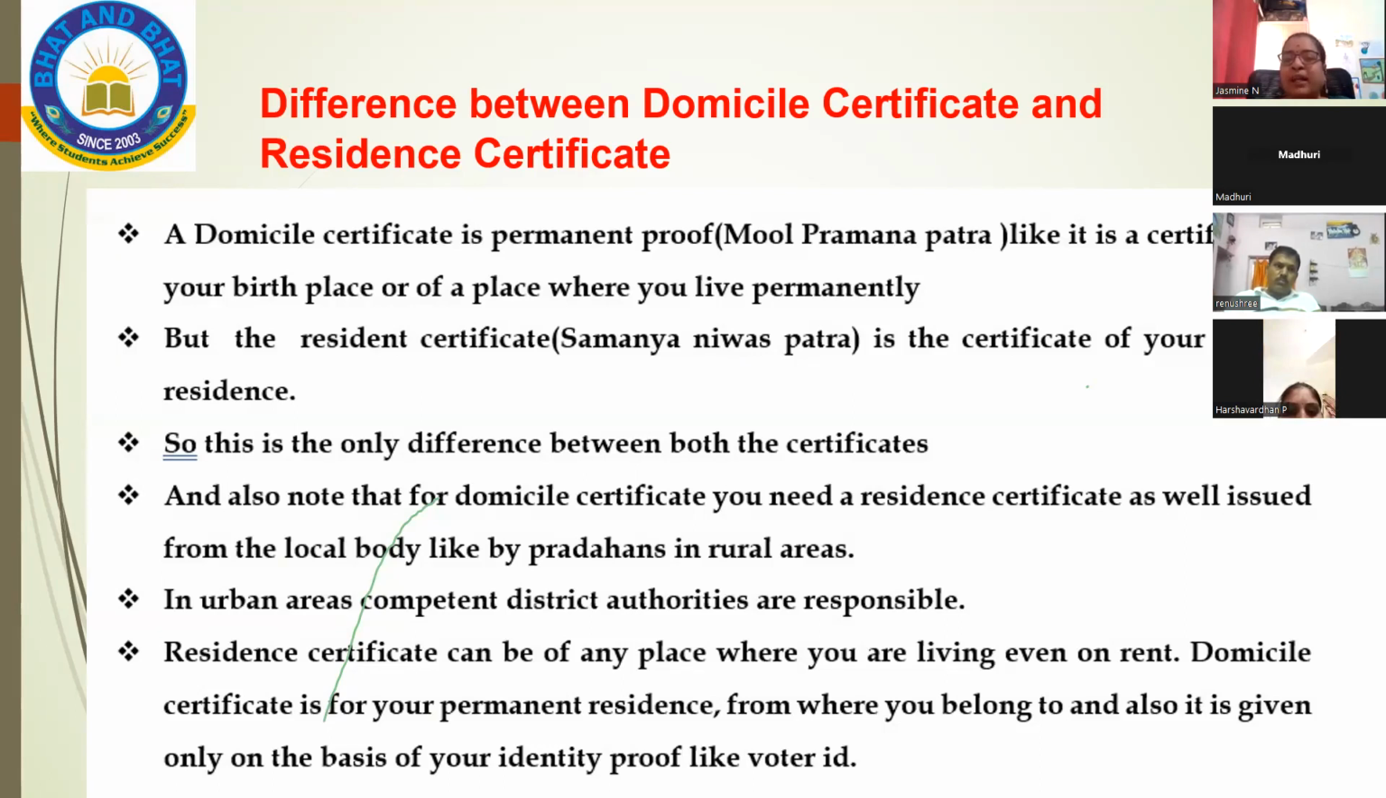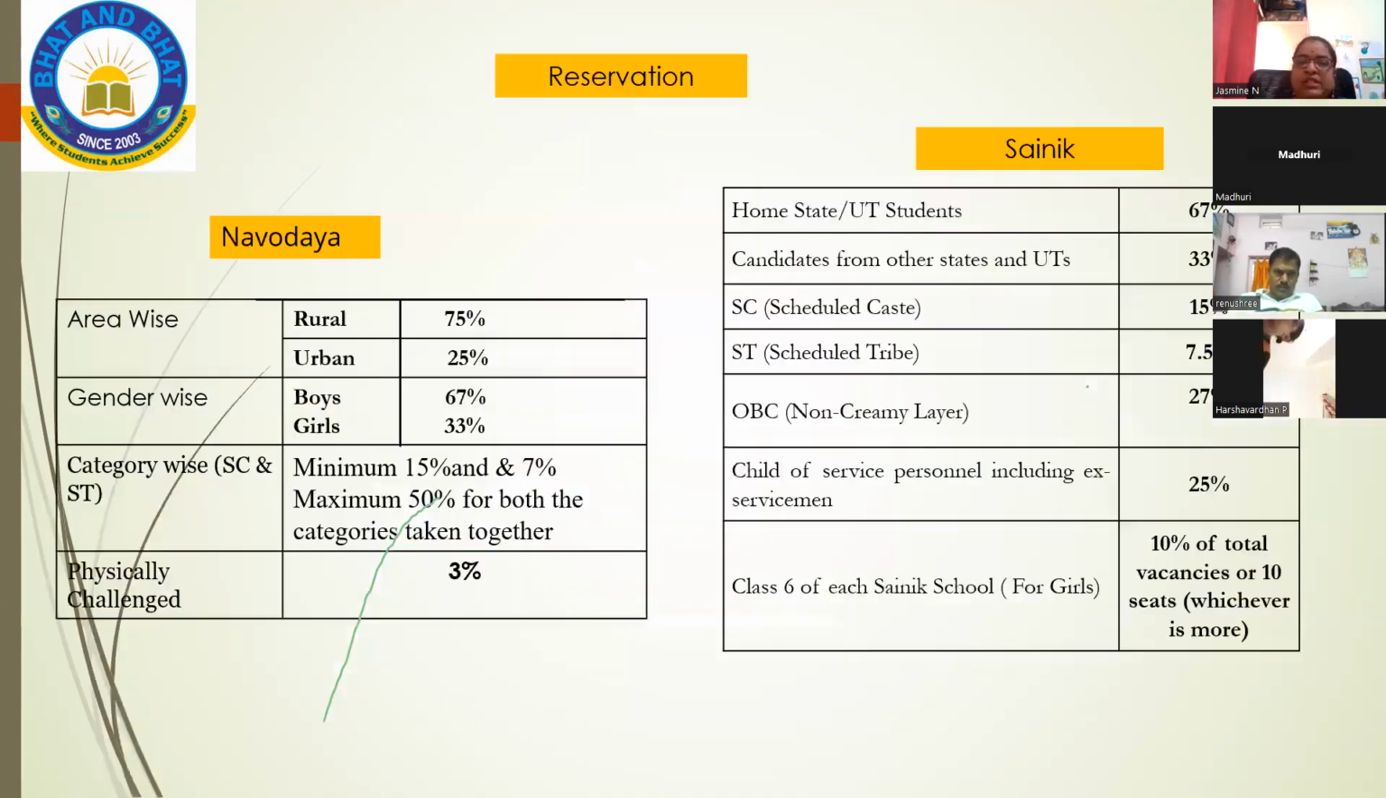For example, people from Karnataka belong to that particular state. You need to collect the domicile certificate in Karnataka state itself with your permanent address. Whereas the residence certificate is called Samanya Nivas Patra in Hindi, meaning wherever they are residing. See, people from Bijapur who are residing in Bangalore at a rental address can collect the residence certificate in the BBMP office. So this is the difference between the domicile certificate and the residence certificate. Fine. Now moving on to the next slide.